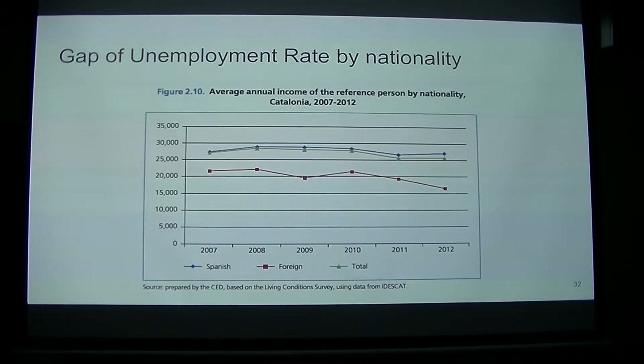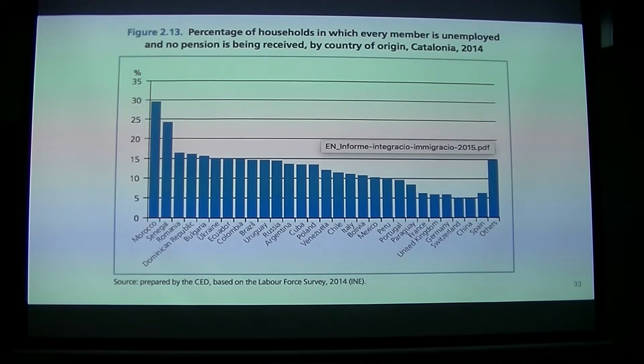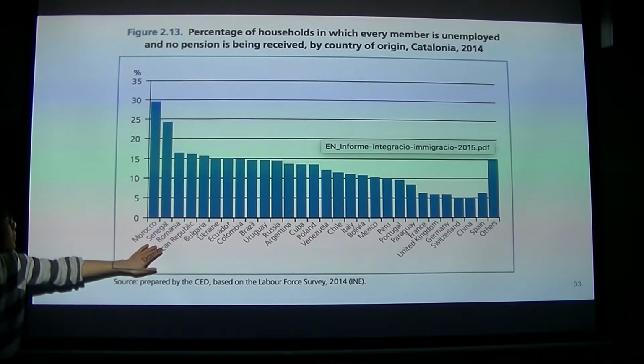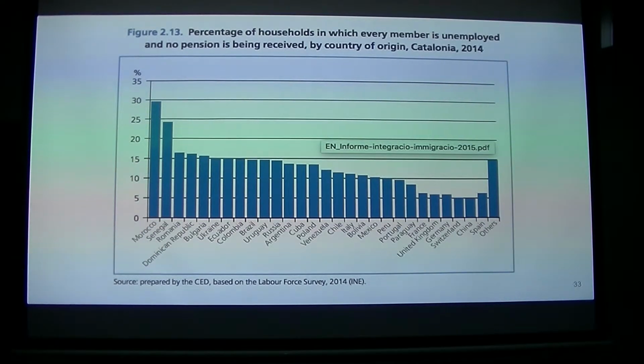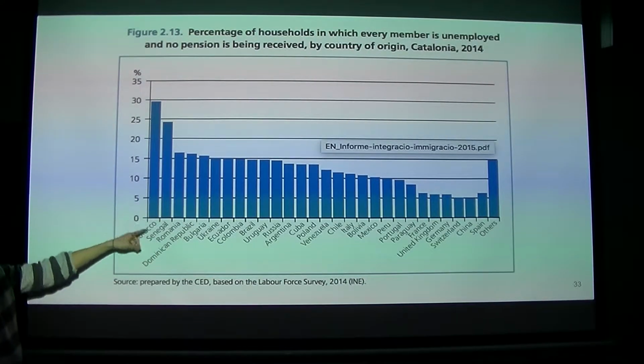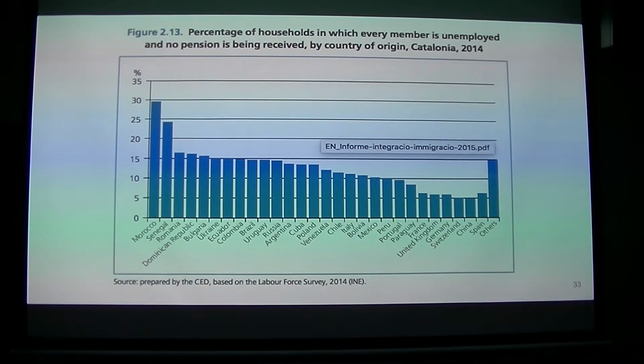And this is a similar graph showing the percentage of households in which every member is unemployed and no pension is being received, by country of origin. In other words, it's not secured in terms of social security. So Morocco and Senegal are very high, and next is Romania. This can be related to the number of immigrants, but Morocco and Senegal are higher. Even for Romania, regarding the number of immigrants Romania was second, but for this, Senegal is second. So we can see the difference.